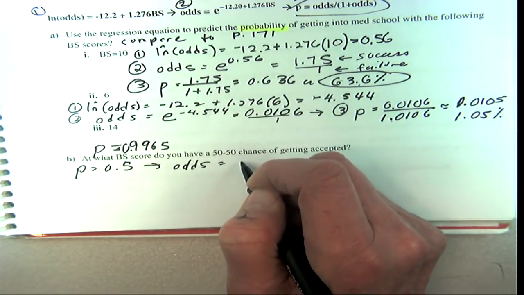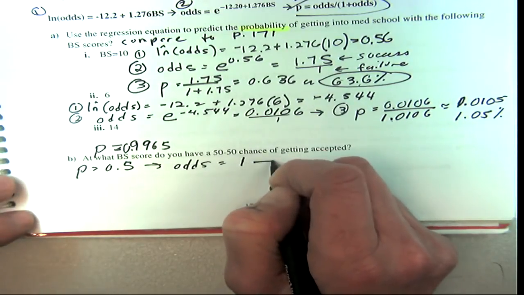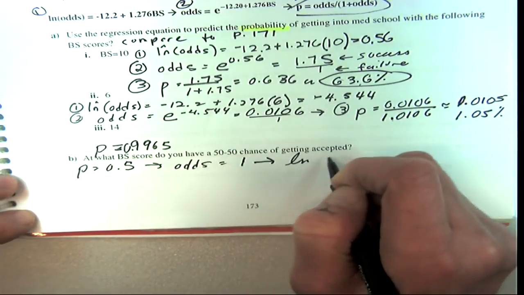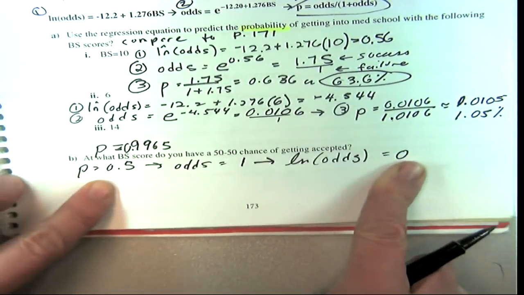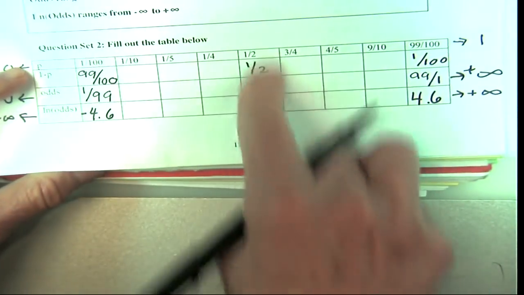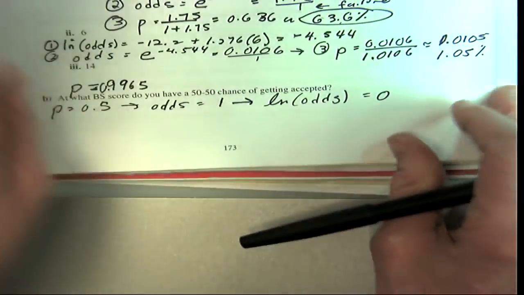Odds is going to be equal to 1-to-1 odds. And then the log of 1, the log odds, log of 1 is equal to 0, right? That's just back here, and this should be immediate for you, that you know that. Okay, and here we have that.